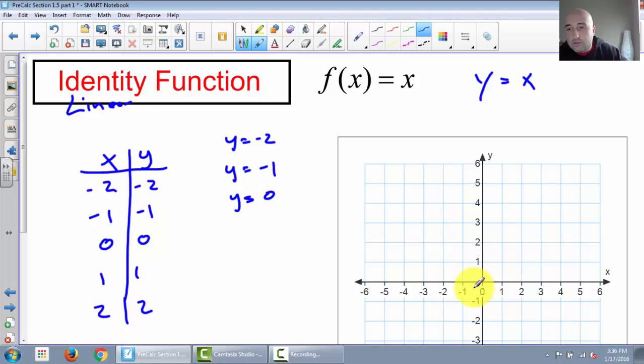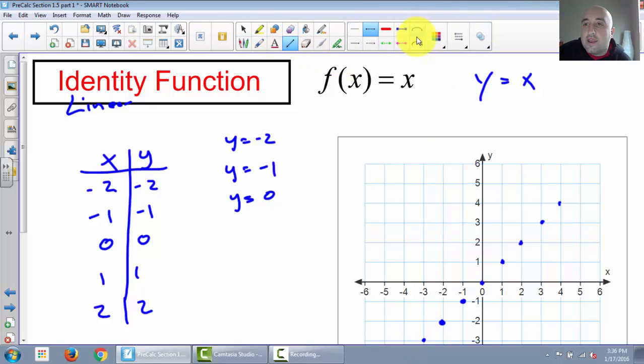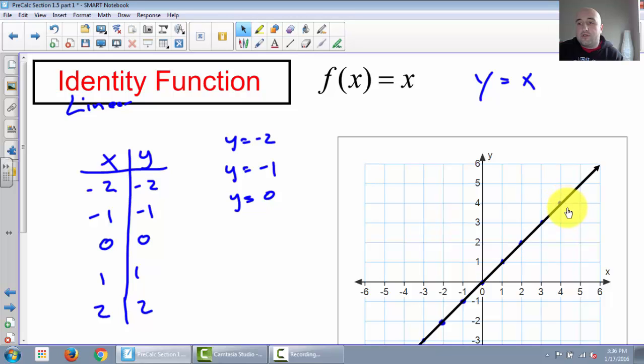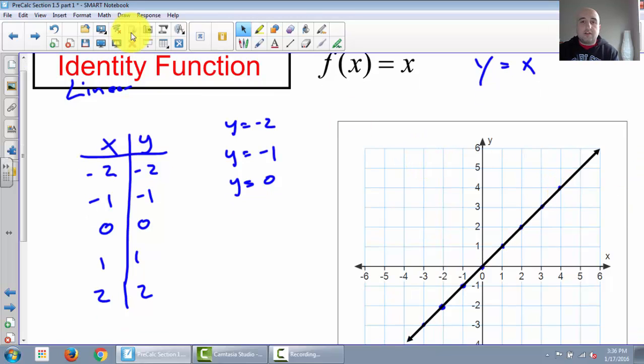So negative 2, negative 2, negative 1, negative 1, 0, 0, 1, 1, 2, 2. You probably see that 3, 3 would be here, or 4, 4, negative 3, negative 3. All right, so this is a straight line again, and it is called the identity function. It's a straight line that goes right through the origin. So that's called an identity function, y equals x.